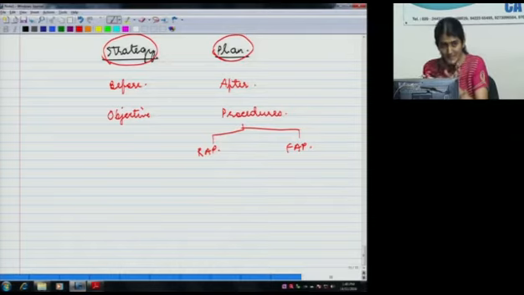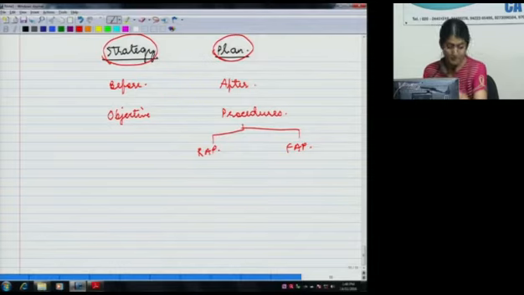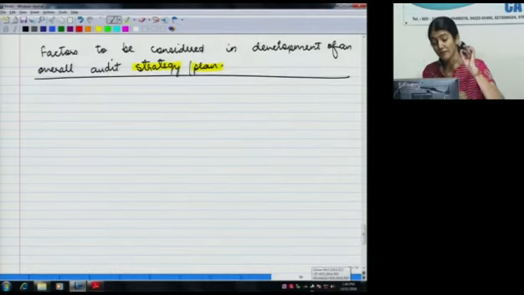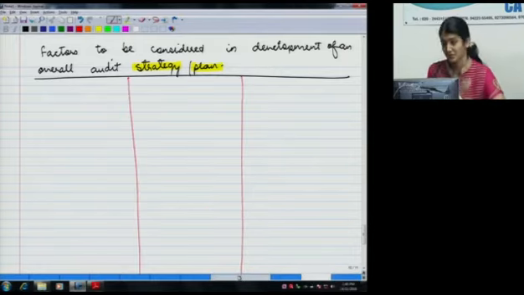So you cannot distinguish, but it's like one after the other. First there is a strategy, then there is a plan. It's like, strategy you can call it a blueprint. And plan is the actual execution of the same. Right. So what are the factors to be considered in the development of the overall audit plan or audit strategy?